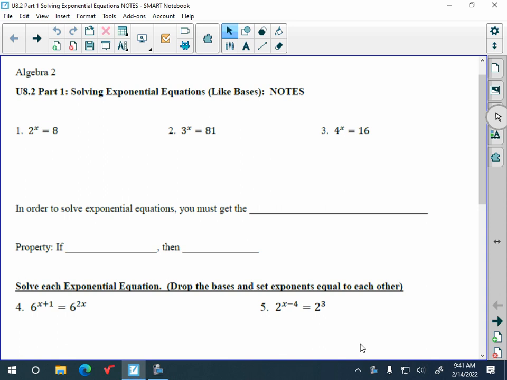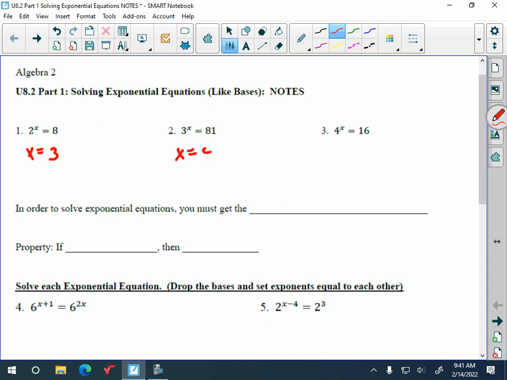All right, so number one, what would x equal? 3. All right, so 2 to the third power equals 8. Number 2, 4, good. 3 to the fourth is 81. And number 3, 2, good. All right, so those are pretty easy.